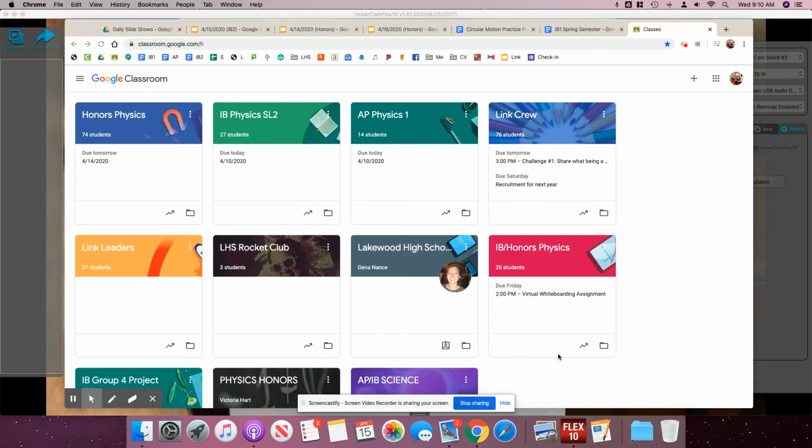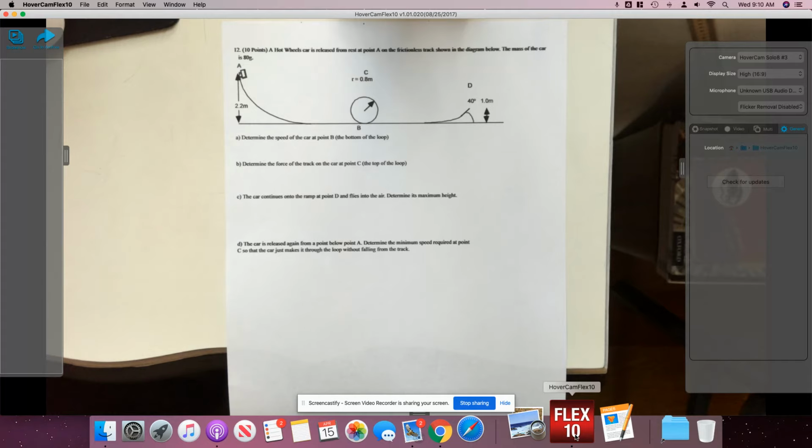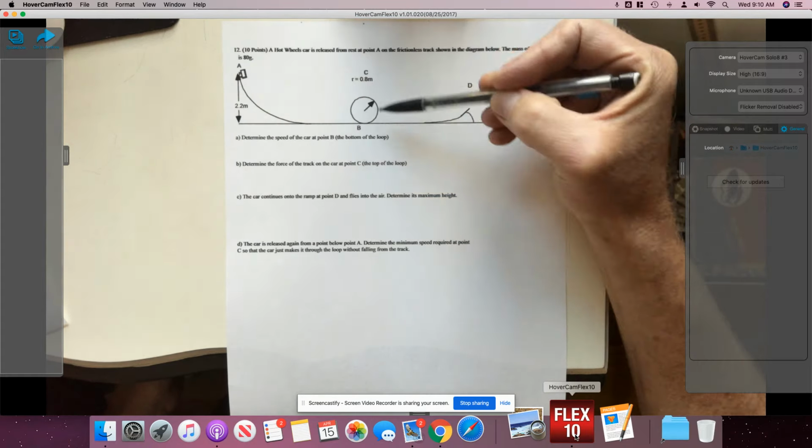Hey everybody, just wanted to show you how to solve problem 12 on our practice set. So notice in this situation we have a cart starting at an altitude and it's going to fall down this ramp and go through a loop-de-loop and then shoot off out here.